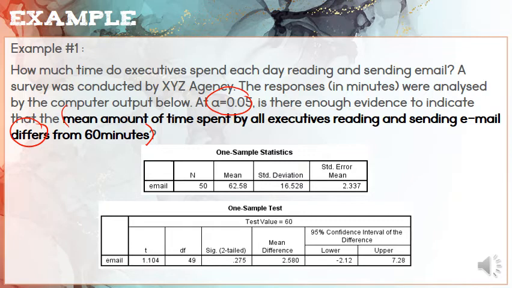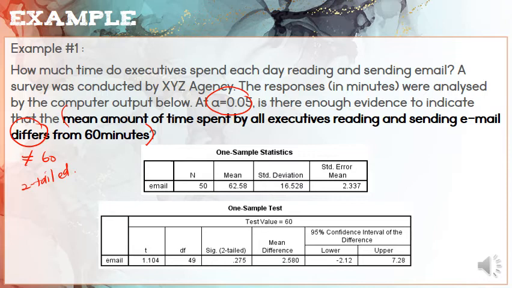Maksud differ dekat sini, dia tak sama dengan 60. Bila tak sama dengan 60, dia boleh jadi kurang daripada 60, dia boleh jadi lebih besar daripada 60. So, it's a two-tailed test. So, dia bagi you SPSS output.